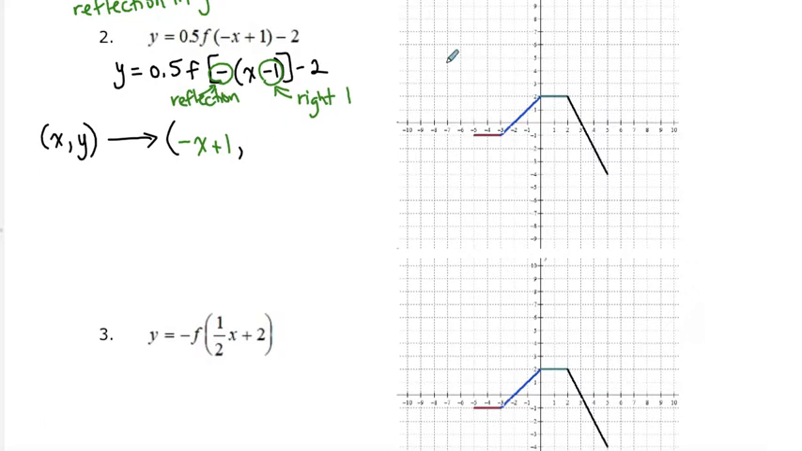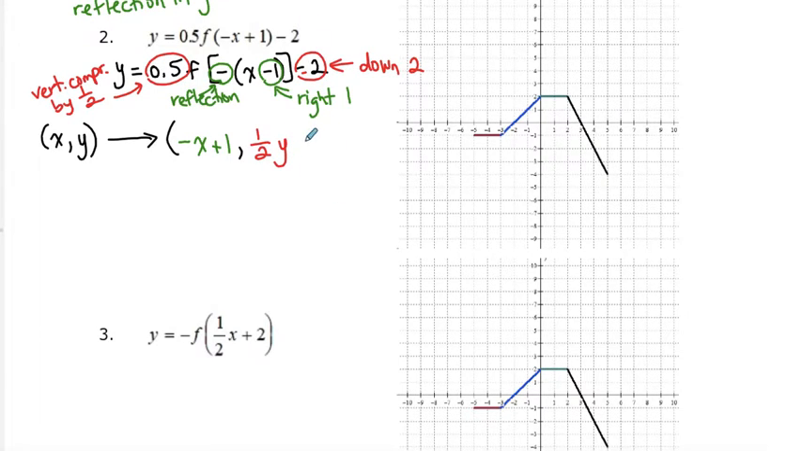Now I'm going to take a look at what happens to my y. So I have a 0.5, which means that this is less than 1, so I'm going to have a vertical compression by 1/2, or you could say 0.5, whichever makes the most sense for you. And I know that this -2 here tells us that I'm going to go down 2 units. So when I'm looking at my y coordinate, I'm multiplying my y coordinate by 1/2, and then I'm subtracting 2.